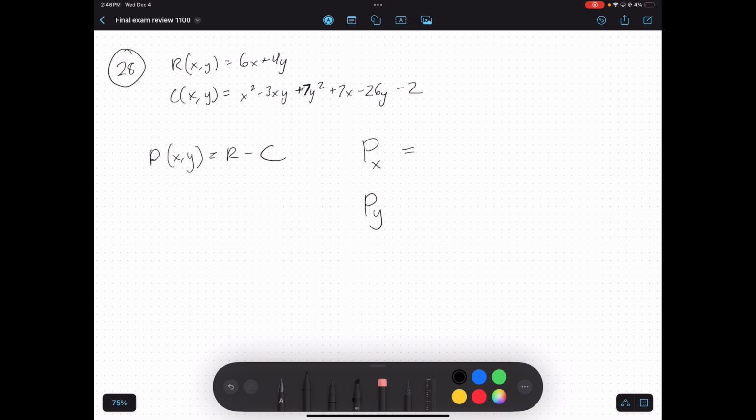I want both to equal 0. We're not there yet with the second derivative. I want both to equal 0 in order to get my critical points. So I'm going to take the partial derivative of my profit equation for both partial derivatives, set both of them equal to 0 in order to get my critical points. So for this problem, you end up with a critical point of 4,3.